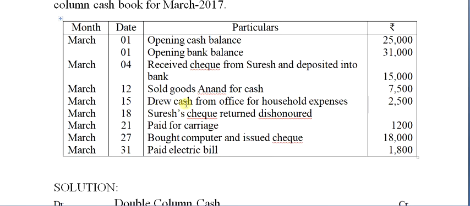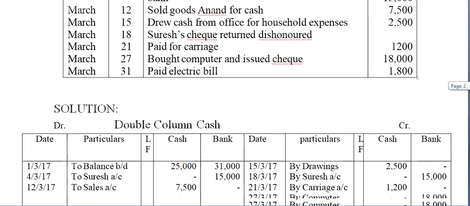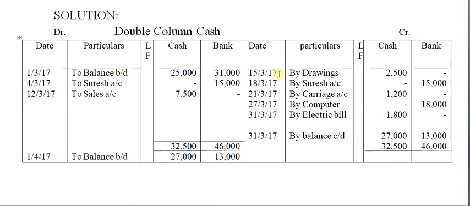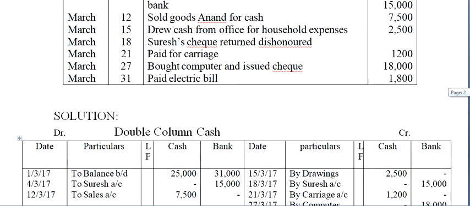Next, on March 15th, drew cash from office for household expenses. We have withdrawn the cash here. When we withdraw the cash, our cash balance reduces. It is treated as drawings. It should be taken under which side? Credit side. So on 15/3/2017, by drawings account, 2,500 cash we have withdrawn.